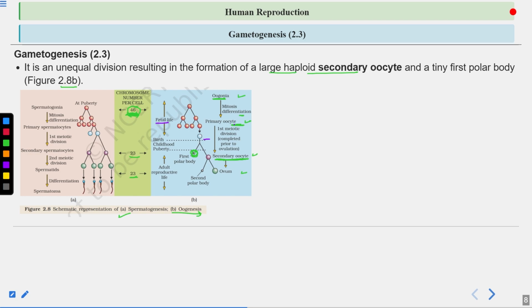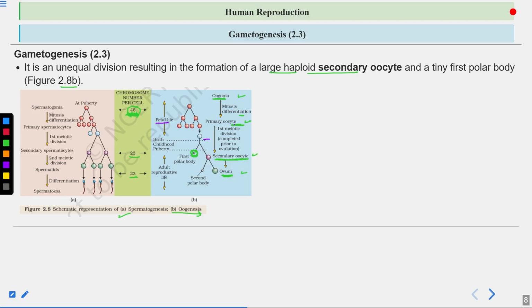Okay. This division is unequal, you can see, because a large haploid secondary oocyte is formed. So the bulk of the cytoplasm of the primary oocyte is retained in the secondary oocyte, because the secondary oocyte will later form the ovum, and the ovum will later form the embryo.